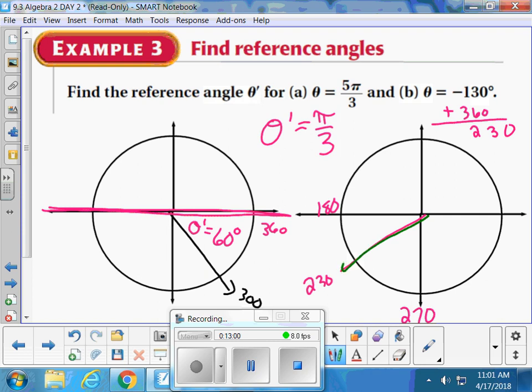Between your terminal ray and the x-axis. So in here. So do 230 minus 180. 50. Make sense? So you understand reference angles? All right, then I think we can be done. We can skip the last two.